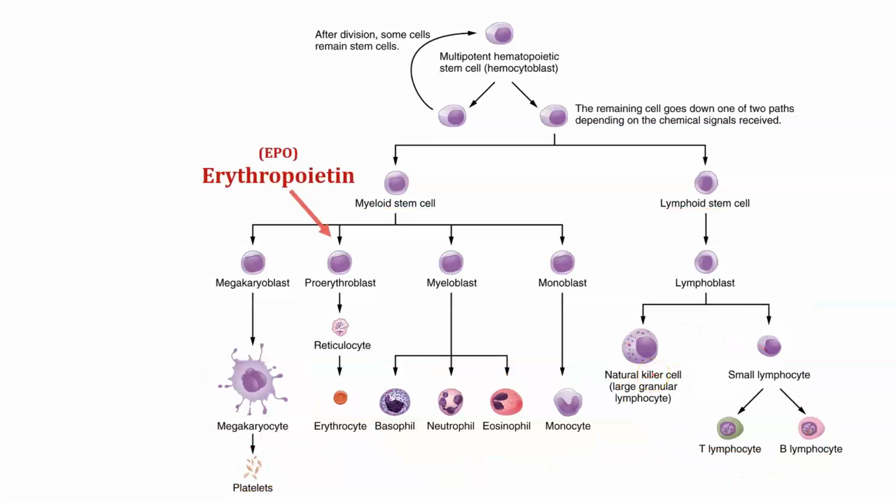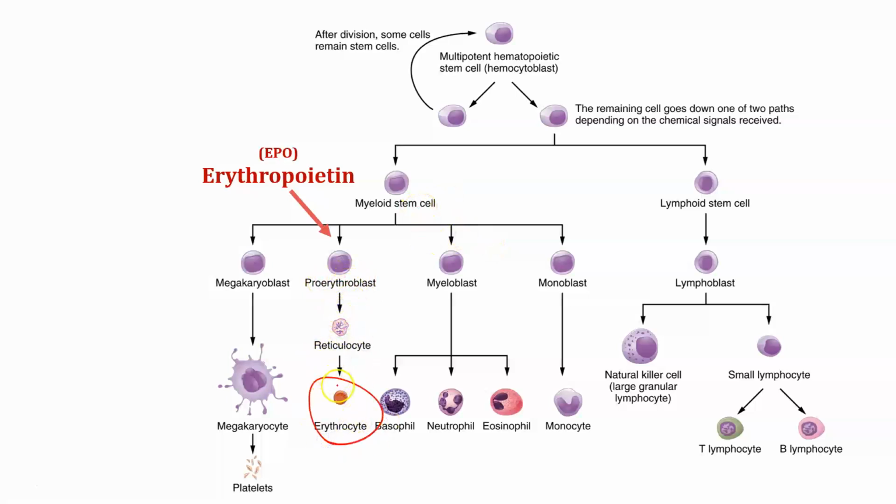Now, what's kind of interesting is that even though the stem cell will turn into either a myeloid stem cell or lymphoid stem cell, the production of some of these cells can be governed by different hormones. So, for example, there's a hormone known as erythropoietin, and if that's released by the body, it will drive this particular process right here of turning a myeloid stem cell into the precursor cell that gets made into a red blood cell.